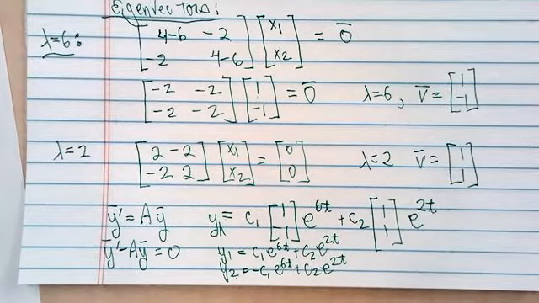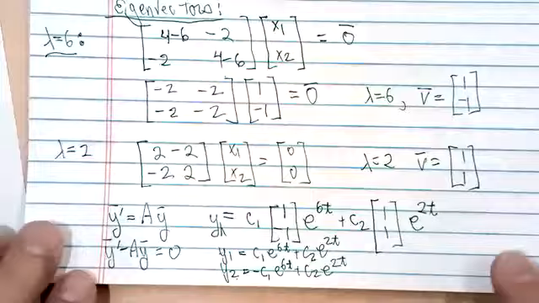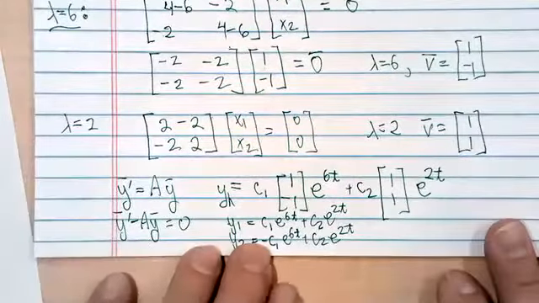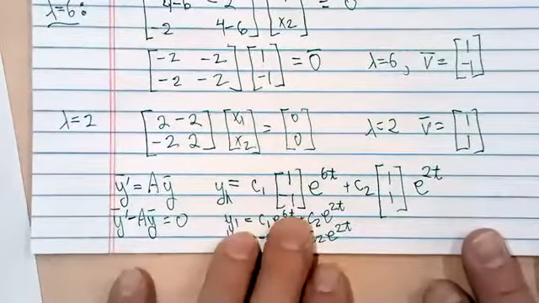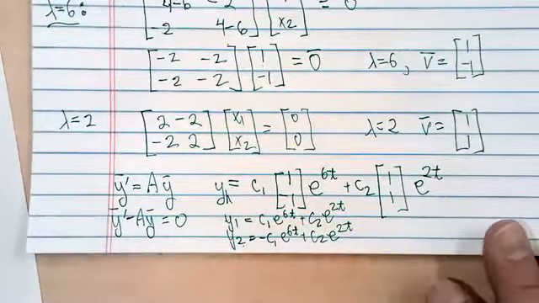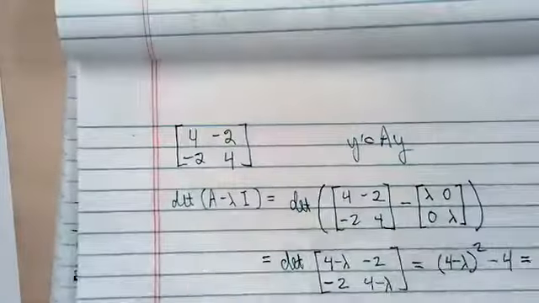Okay. Now, it turns out that there is another property that comes from these two vectors, which is really quite remarkable. So what we have is for lambda equals 6, we have this vector, 1, minus 1.